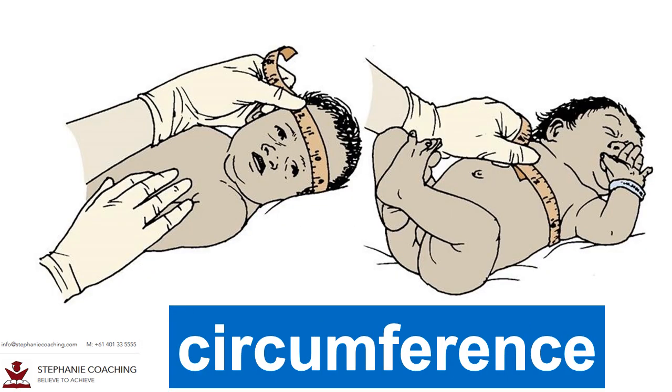Word number 11 is circumference. Circumference is the perimeter of a round shape, often a circle. Doctors often measure the circumference of a baby's head and body to make sure that they are growing normally. Circ in the word circumference is related to the shape circle.